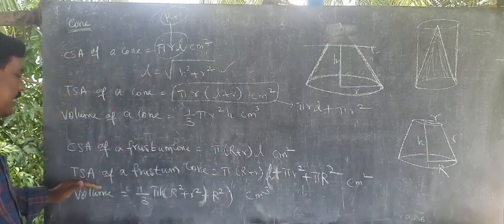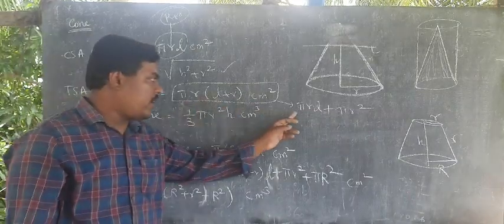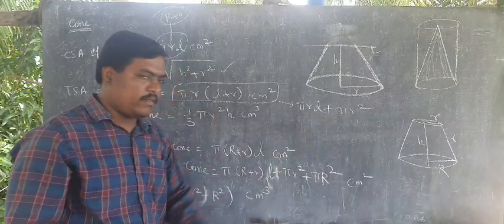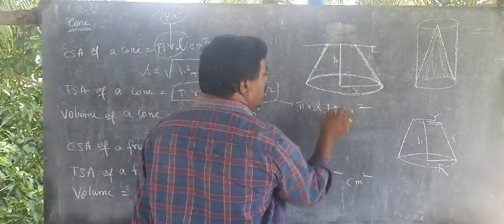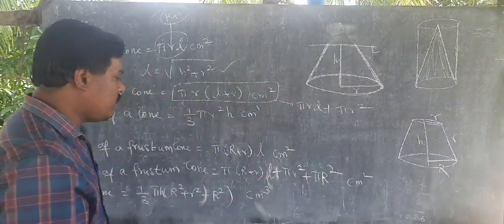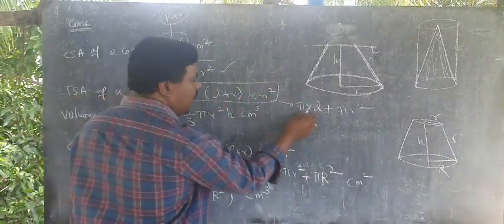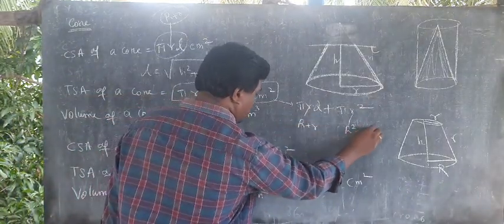And then TSA of a frustum of a cone. TSA we get as pi r L plus pi r square. Pi r L is the CSA of a cone, and pi r square is the circular area at the base. So here I replace r with R plus r, and I replace r square with R square plus r square.